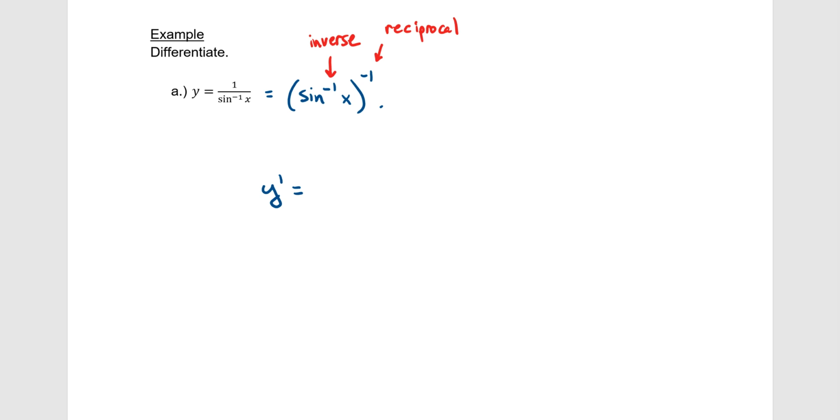So it's going to be the derivative of the outside, which is bringing the -1 out front, leave the inside alone, subtract 1 from the original exponent, times the derivative of the inside. So now we want the derivative of the inside, which is the derivative of sine inverse.